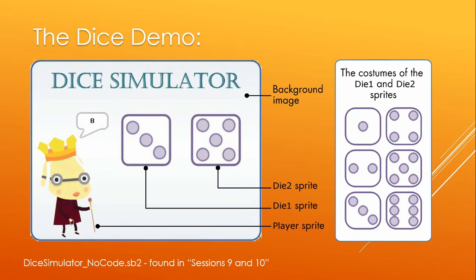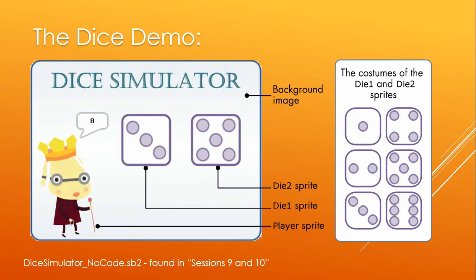Okay, now we're going to look at the dice demo. In the dice demo we have three sprites. We have the player sprite, which is an interesting little crowned animal there, and we have our two dice, die 1 and die 2. In this particular example, we're going to store the values of those two dice, and when they finish spinning we want the player to say the sum of those two values. So we're going to use variables to store that.